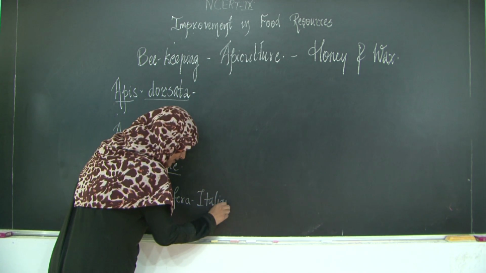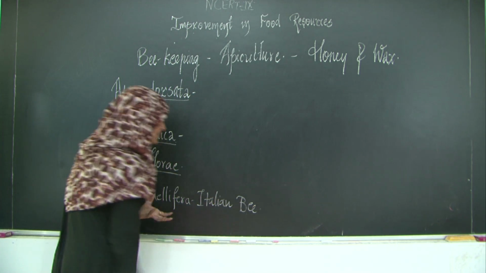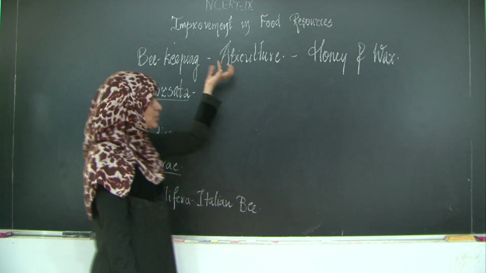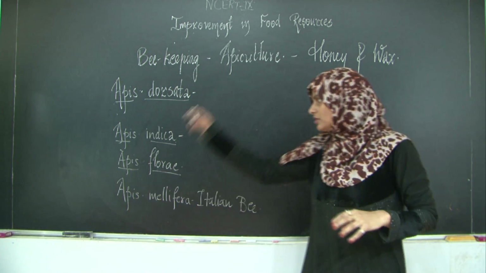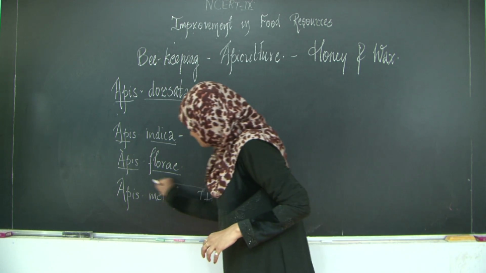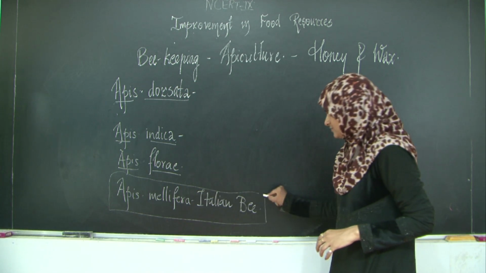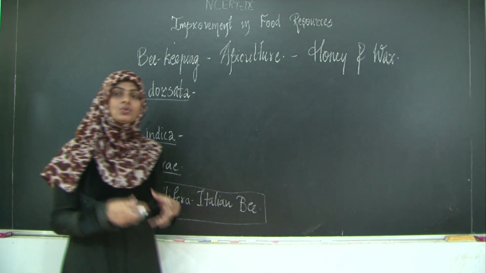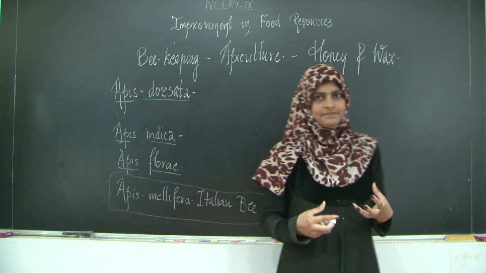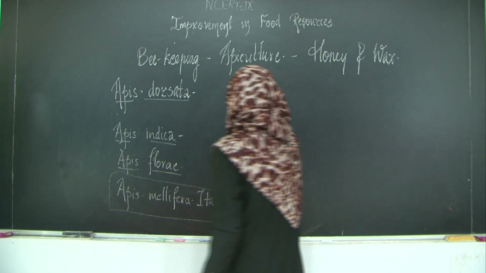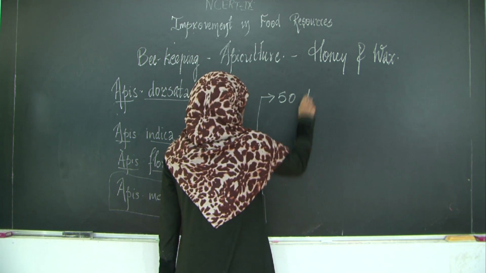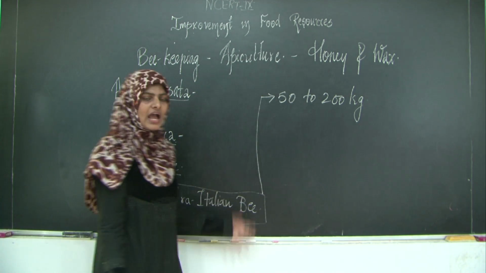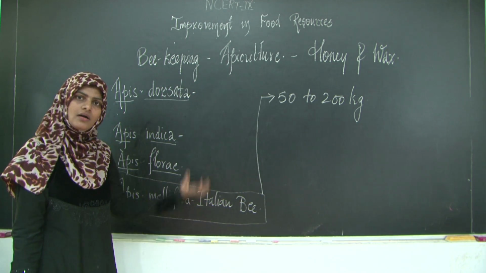Now, why am I writing this? Because the Italian bee is of too much importance. These are the different breeds by which you can do apiculture, but from all four you prefer the Italian bee much more. The reason is that the Italian bee produces around 50 to 200 kgs of honey. So, the honey production is much more, and since the production is more, I will use this bee for apiculture.